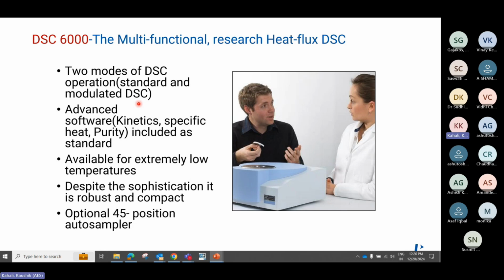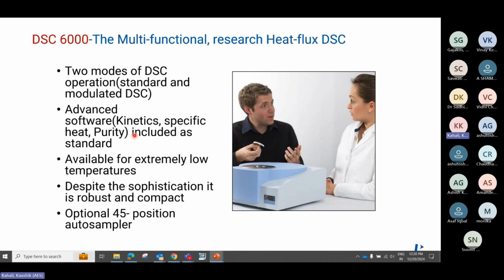Advanced software, that is the advanced features which I was talking about. These advanced calculations are provided in the software, that is kinetics, that means scanning kinetics, isothermal kinetics, specific heat, and purity. All these packages are included in the software.